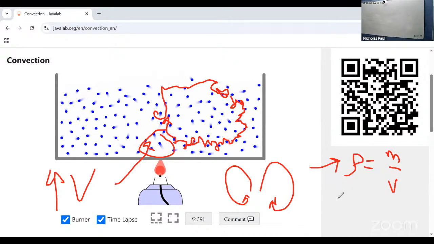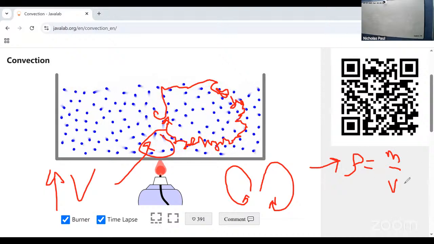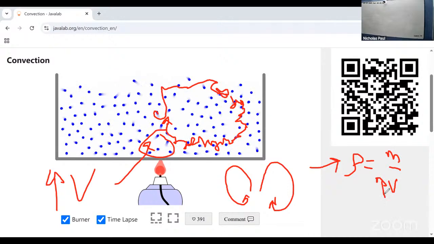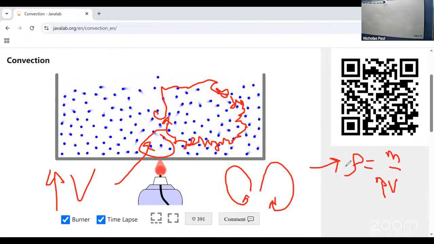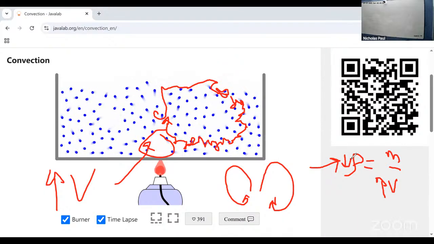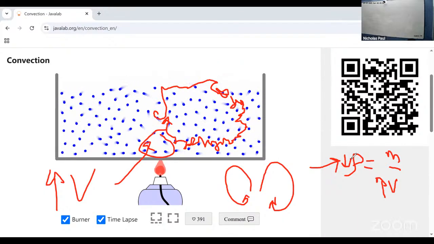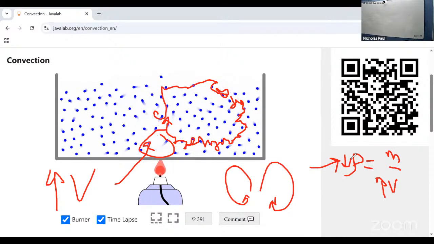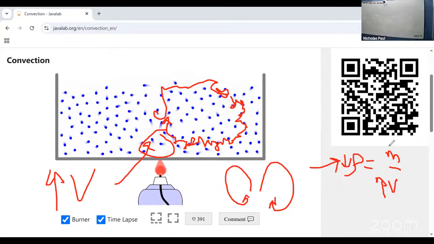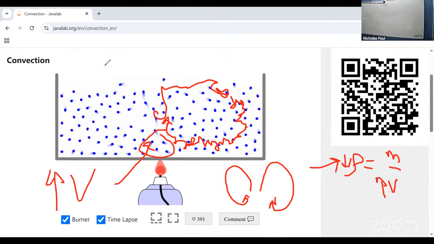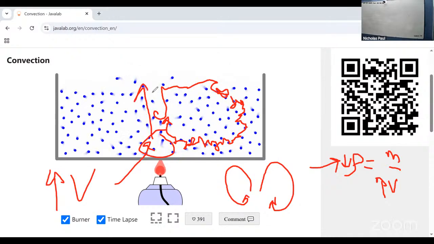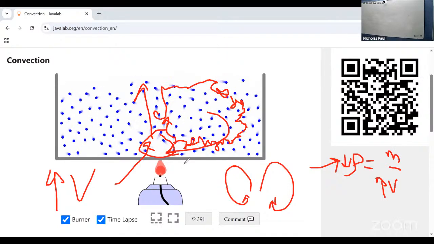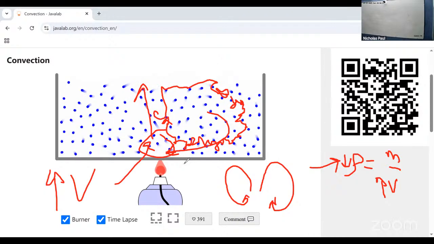So what will happen to the density? If the volume is larger, if the denominator gets bigger, the density will go down. What has happened to the less dense substance? Does it rise to the top or does it stay underneath? Less dense will rise, right? And the more dense will take its place. So when the air or the liquid expands, it will rise because it's less dense. And the more dense, colder water will take its place. That makes sense?